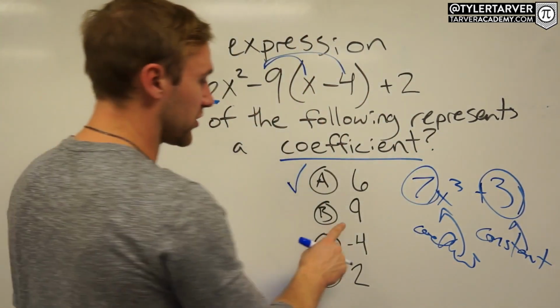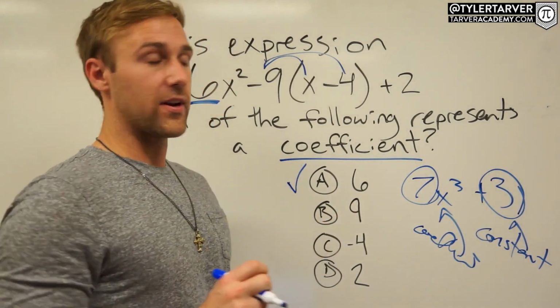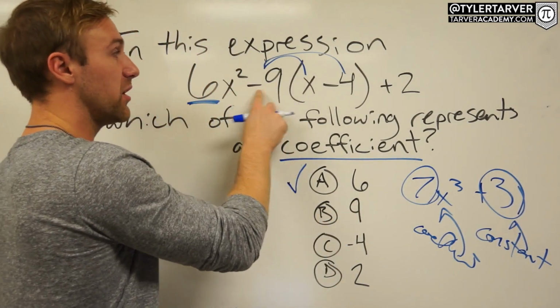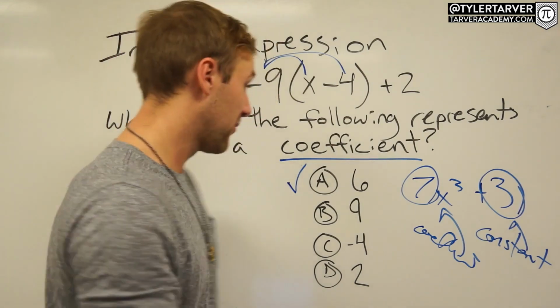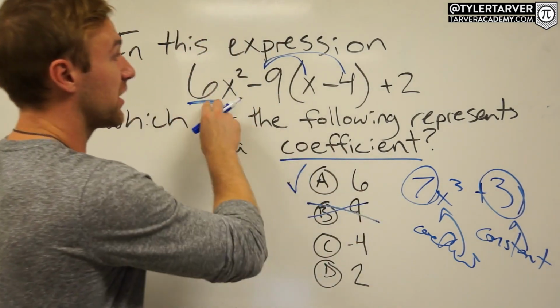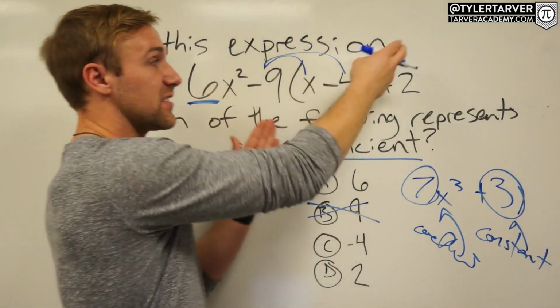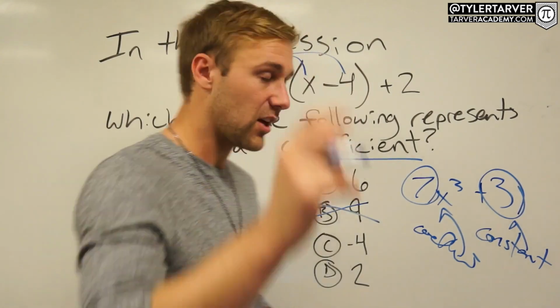However, these tricksters tried to trick you. That's a positive 9. This 9, when distributed, would take the negative with it. Therefore, this is not even an option because there's not a positive 9 in this entire equation. So we know it's not B.